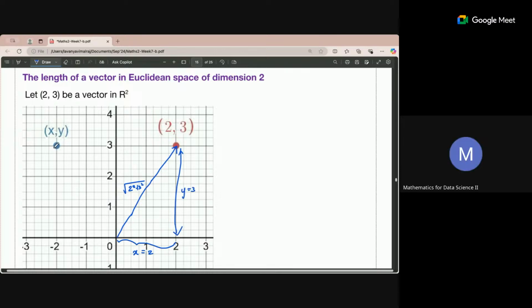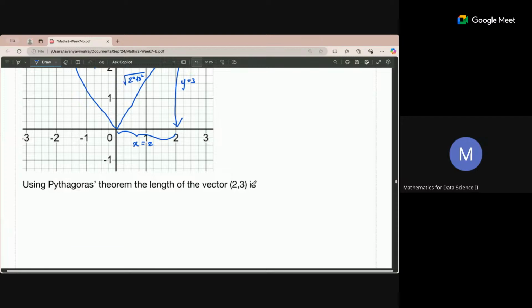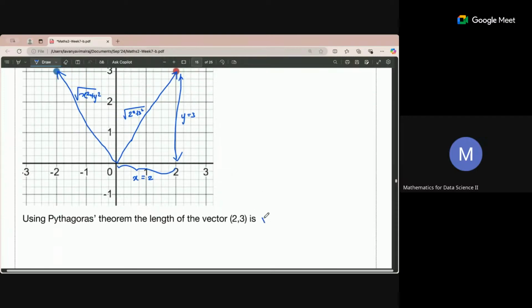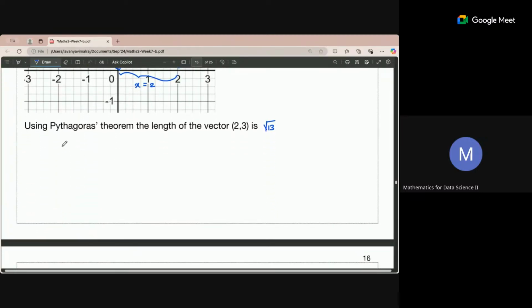So for any vector (x, y), the length of the vector is the square root of x squared plus y squared. This is based on the Pythagoras theorem. So using the Pythagoras theorem, the length of the vector (2, 3) is the square root of 2 squared plus 3 squared, which is root 13. So you can find the length of any vector in this way. Now what is the dot product of (2, 3) with (2, 3)?